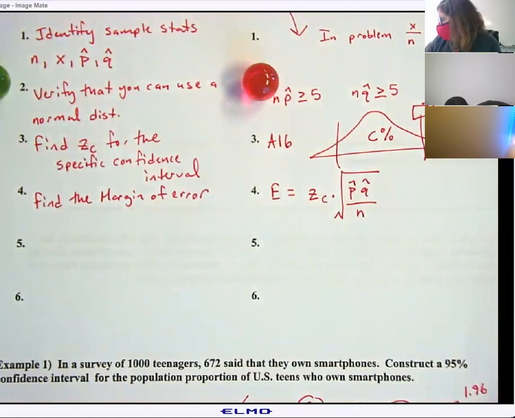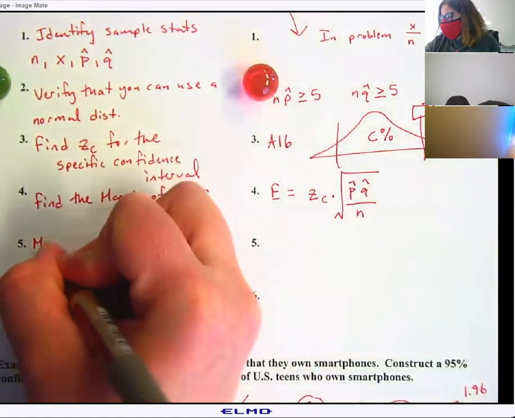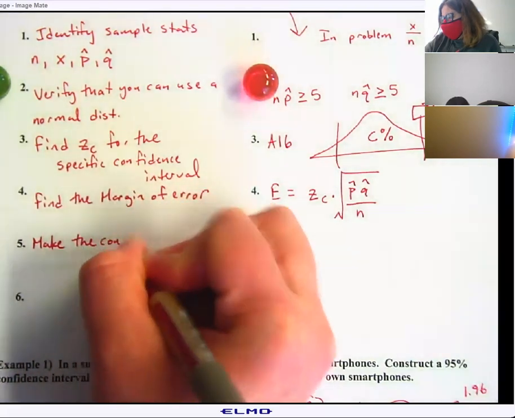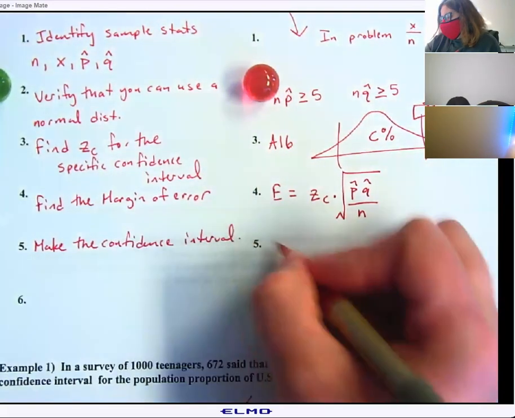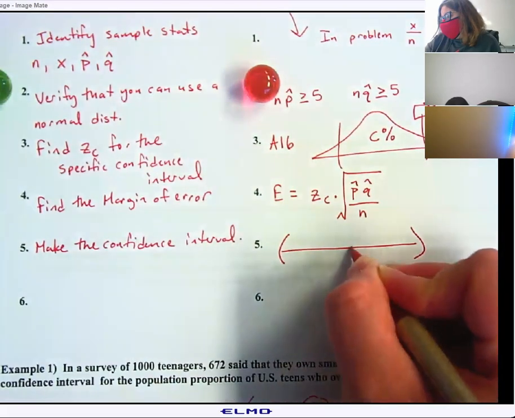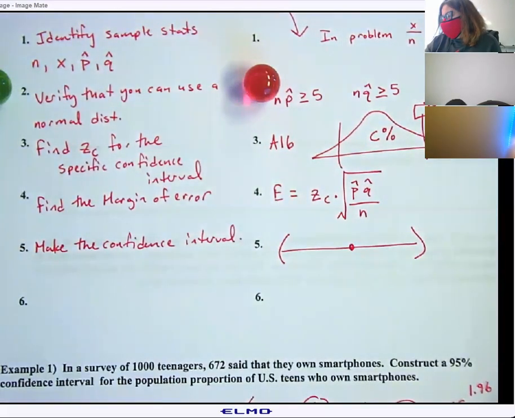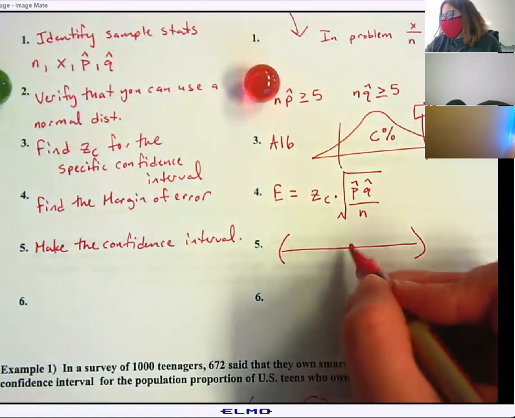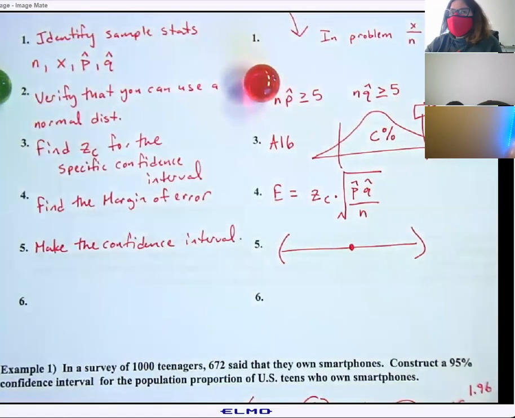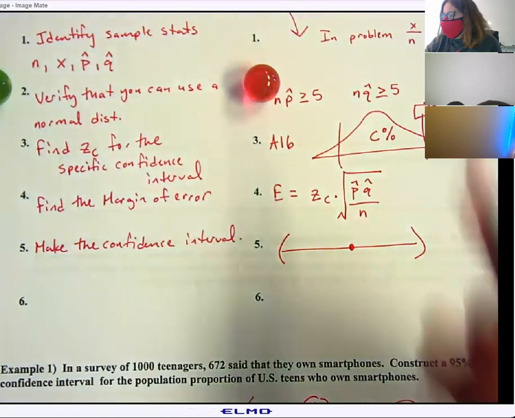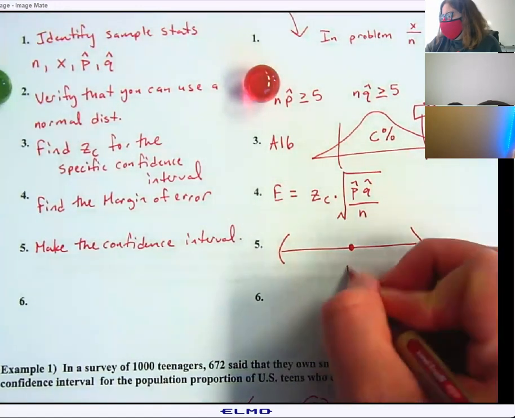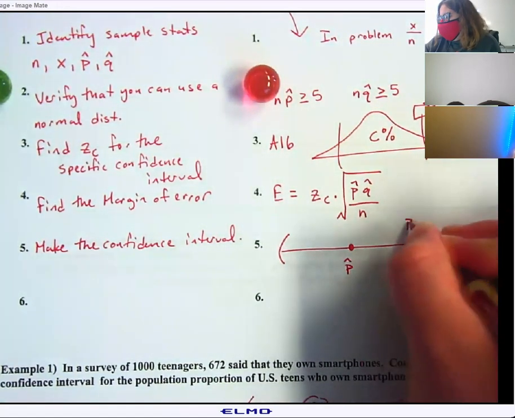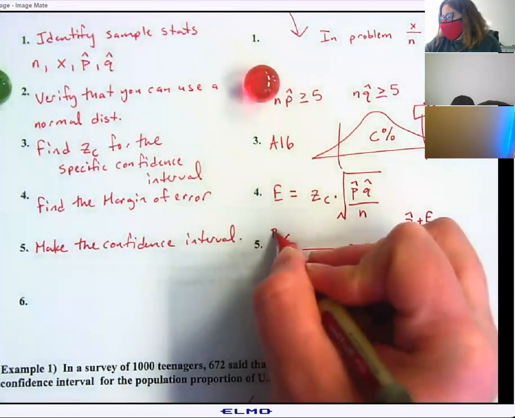I'm just going to write down the rest of the steps while we're here. The next step is to make the confidence interval. Before, our point estimate on the inside was X bar. What do you think it is now? Well, this is for a population proportion. P hat, yeah. P hat's on the inside. And then over here will be P hat plus the error, and over here will be P hat minus the error.